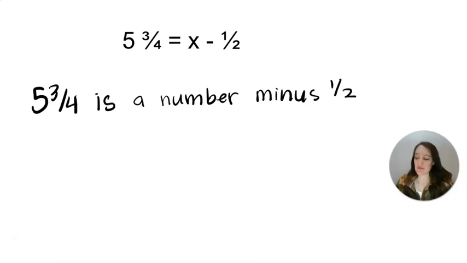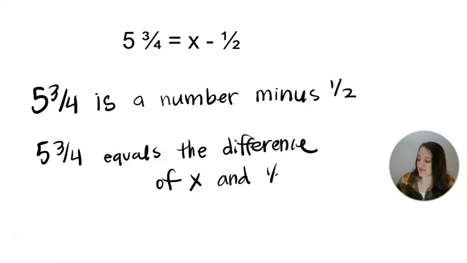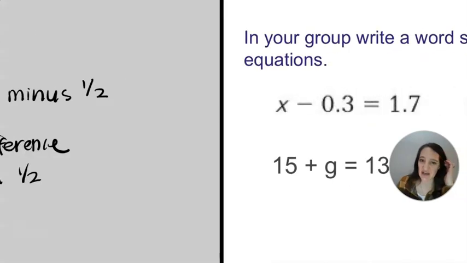Okay, so that's an option. You could say 5 3/4 is a number minus, equals the difference of x and 1/2. Okay, and there's more options there, but get at least 2 written down.